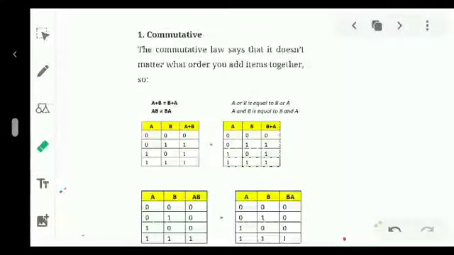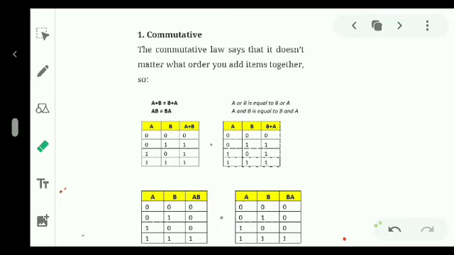According to this law, the order of the OR operation conducted on the variables makes no difference. Boolean algebra is also commutative over multiplication, given by A dot B is equal to B dot A. This means that the order of the AND operation conducted on the variables makes no difference. So how can we prove that? We can prove that using the truth table.